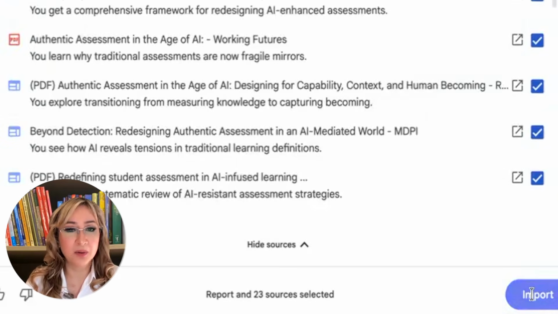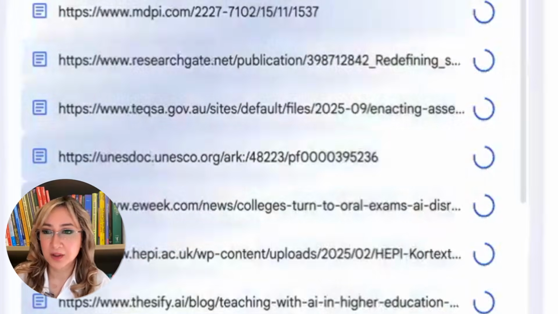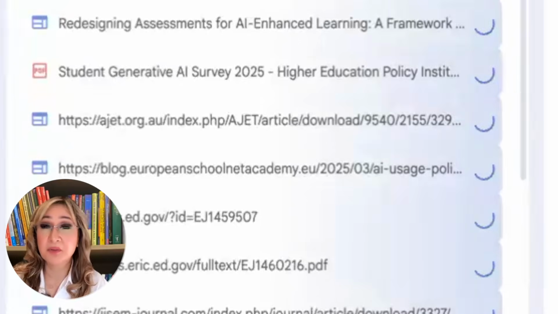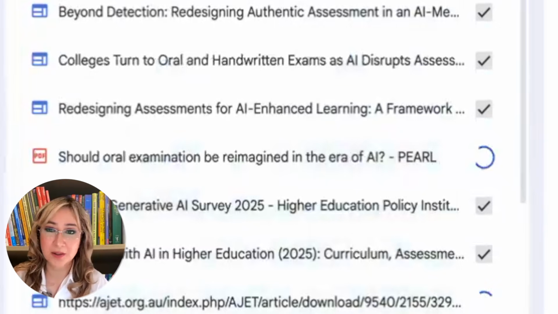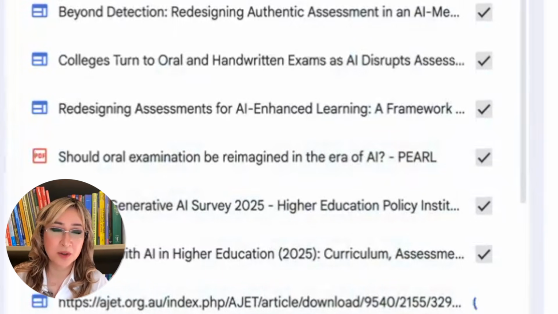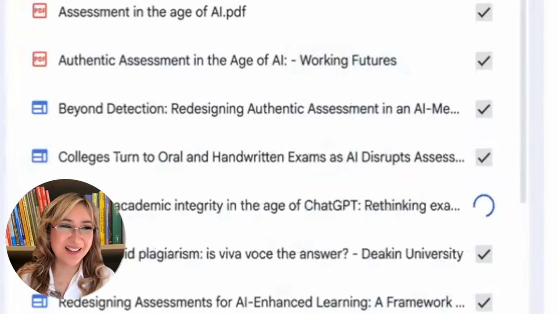Okay, so I'm going to import all of these. I've got a huge library. I can select up to 50 in Notebook LM. And so this deep research tool is quite amazing. I wonder if I should give up my Consensus subscription. Consensus actually draws upon a lot of academic research.